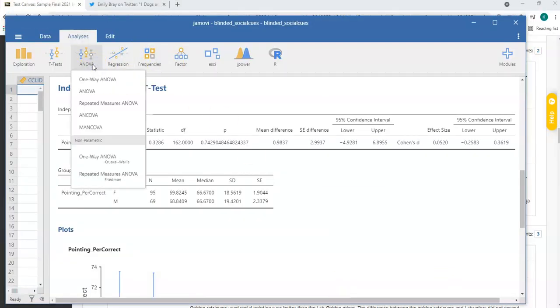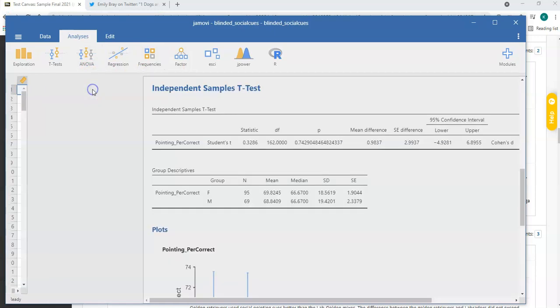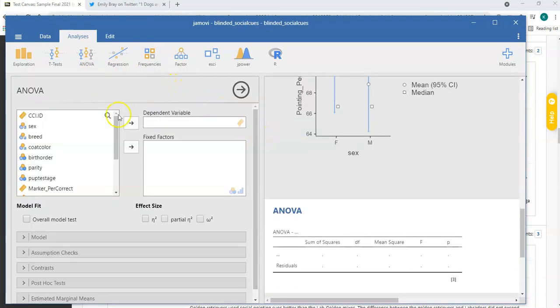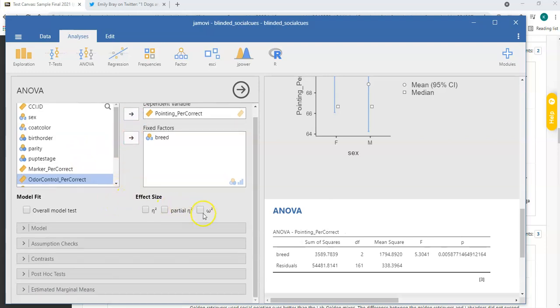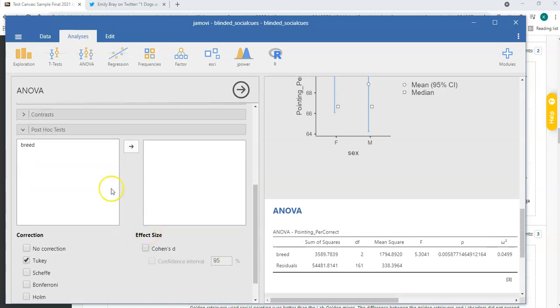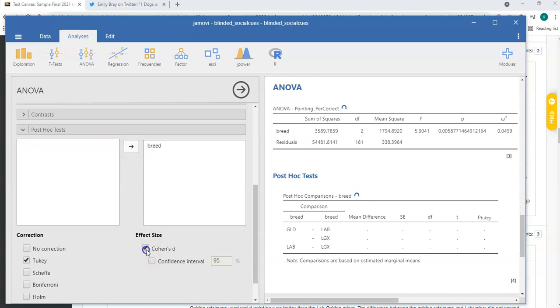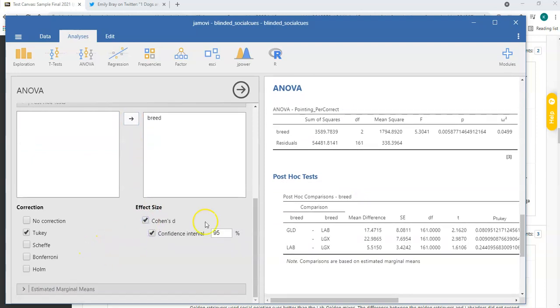So now we want to do an ANOVA. I want to go to ANOVA. Again, go to ANOVA, not one-way ANOVA. Breed is our factor. Our dependent variable, again, is still the pointing task. You want to get omega squared. You want to get all of your post hoc tests. You want to get Cohen's d and the confidence interval for Cohen's d. And you've got to remember to get a no correction p-value, not a Tukey correction p-value.